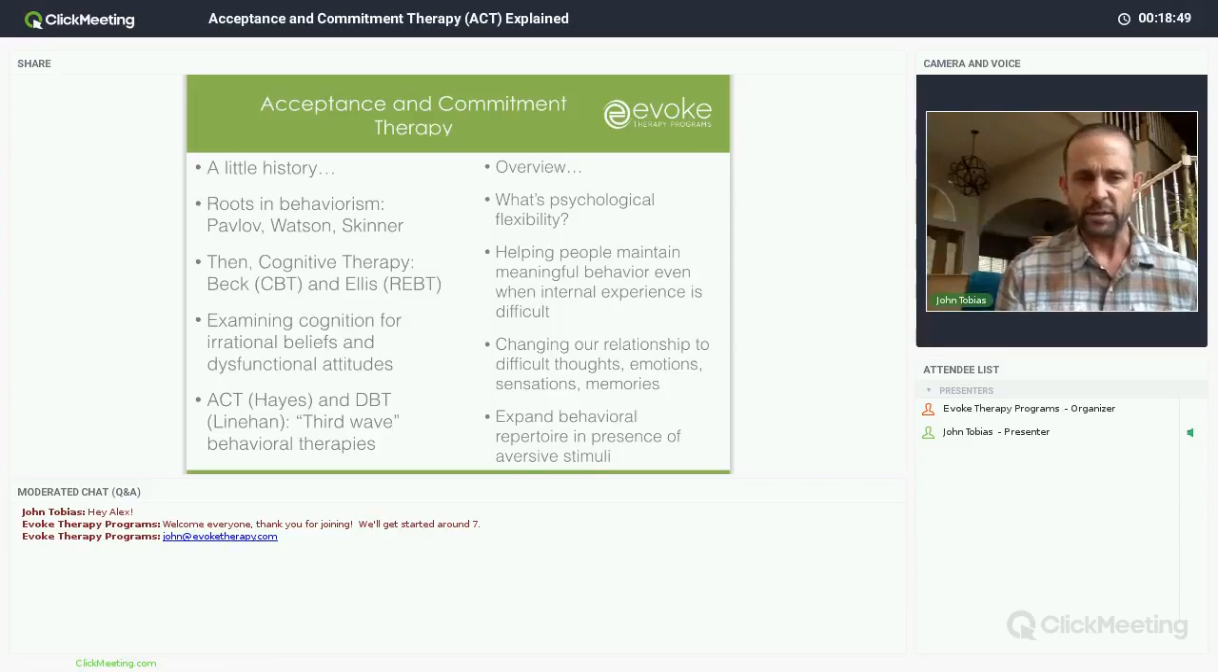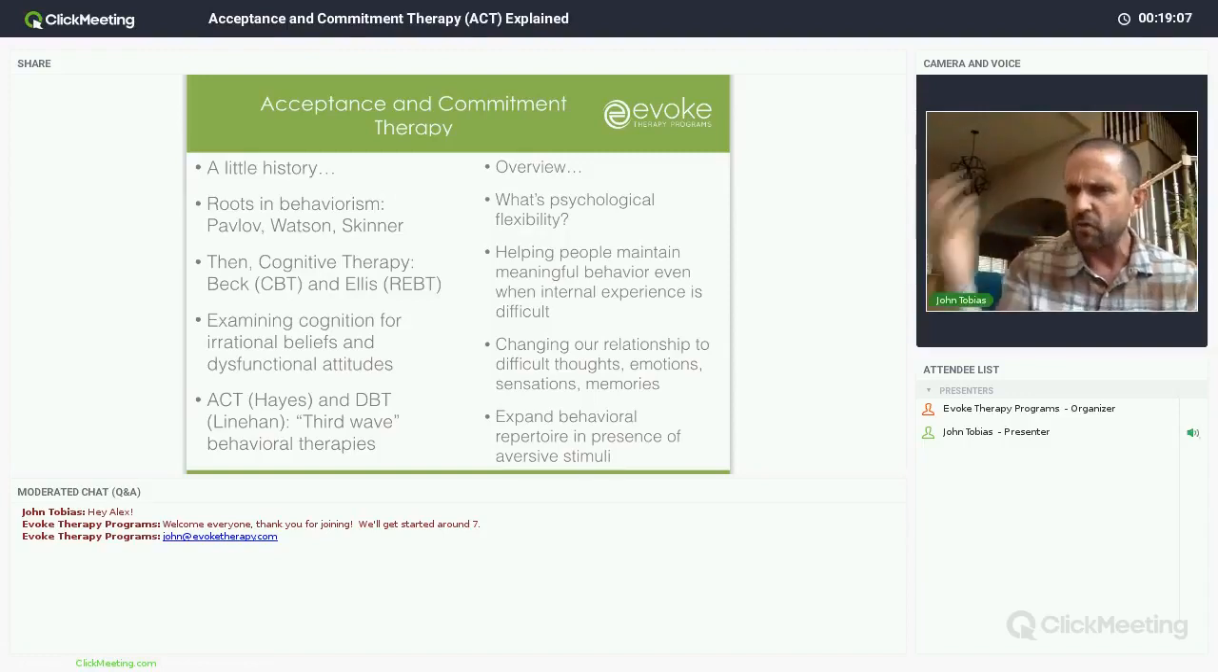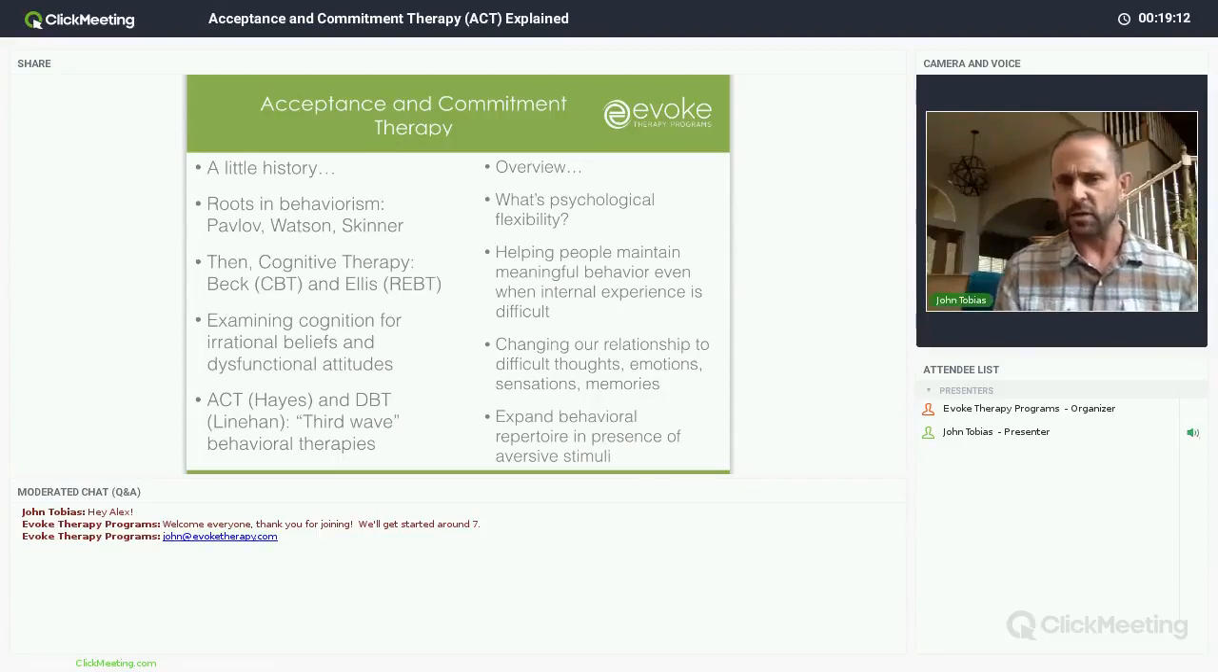So what I mean by that is I use the phrase internal experience, and when I use that phrase, I use it as somewhat of an umbrella term. And what it covers is thoughts, feelings, bodily sensations, memories. These all fall under internal experience. Other ACT practitioners might call it private events. Either way, same thing. So helping people maintain meaningful behavior even when their internal experience is difficult. In other words, they're having a difficult thing.